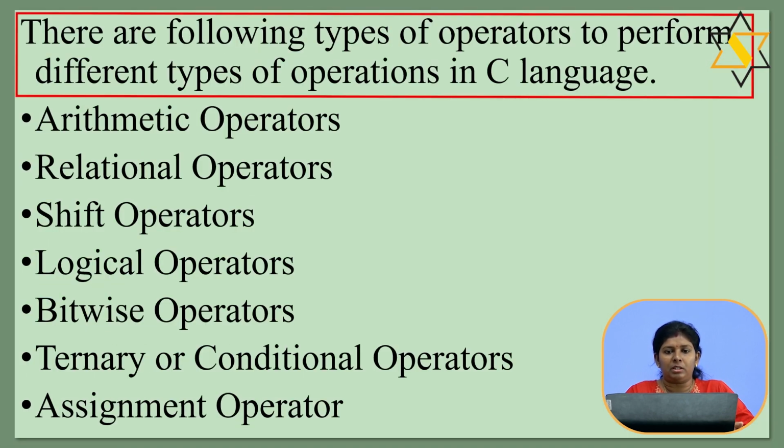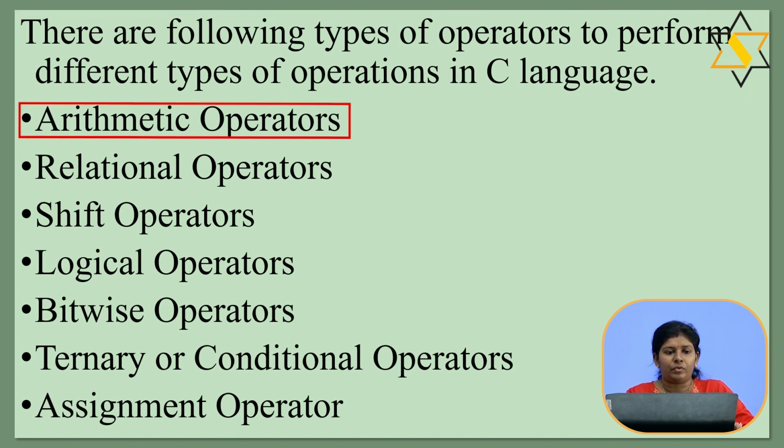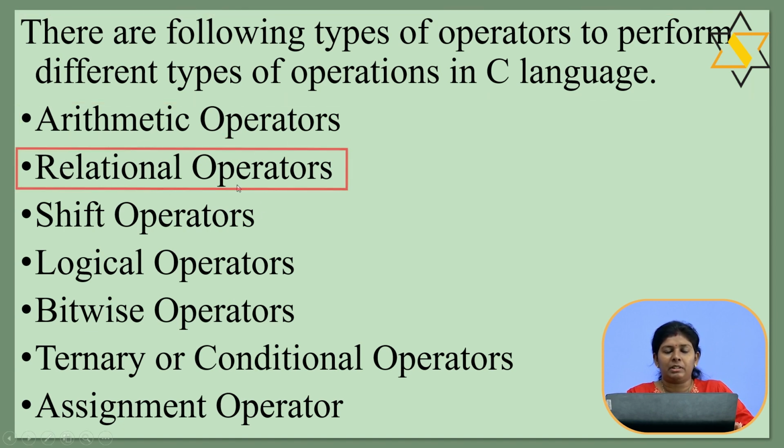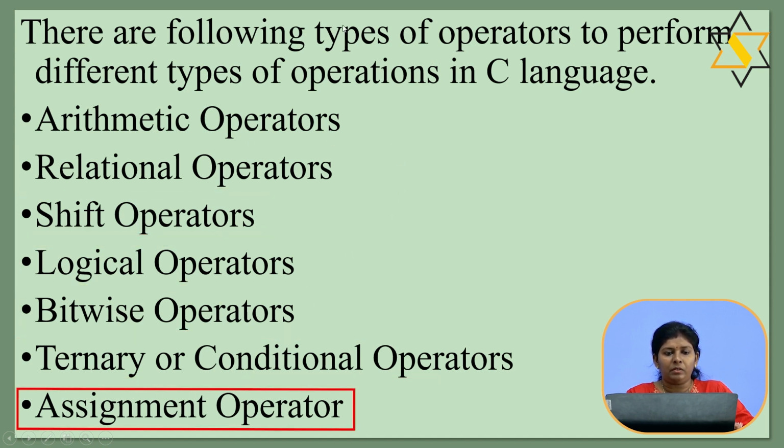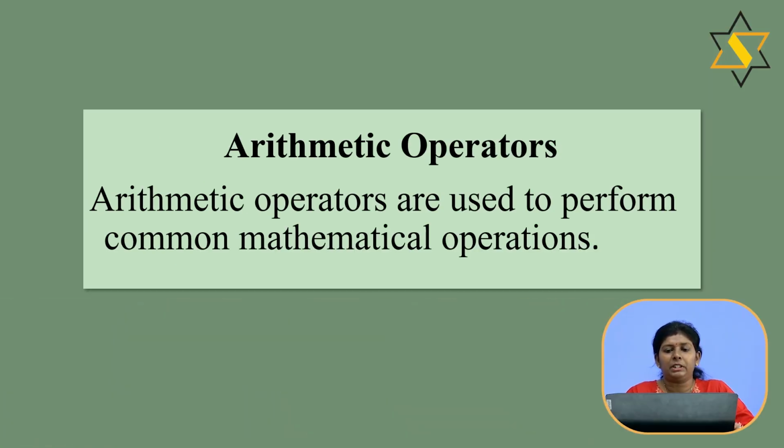There are a number of types of operators in the C language. First is arithmetic operators, then relational operators, shift, logical, bitwise, ternary, and assignment operators. We will go through some of the operators which are generally used in programming. First is the arithmetic operators.